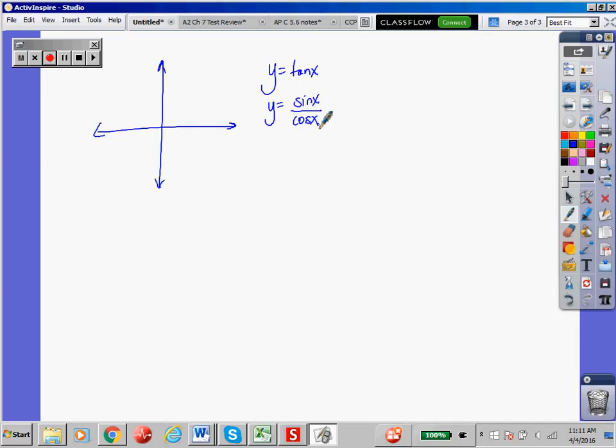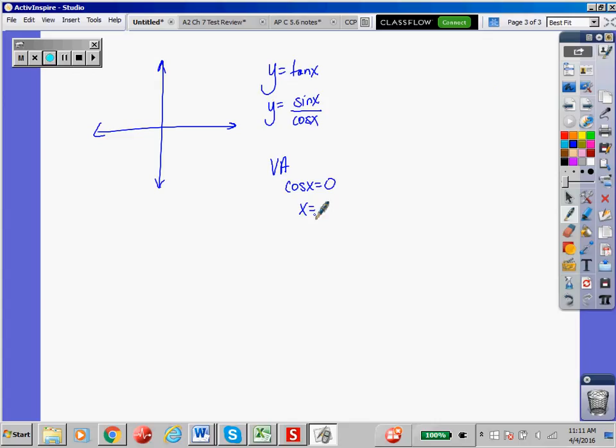And that floats my boat. So I think, all right, tangent. What do I know about tangent? Tangent is sine over cosine. So I'm like, all right, I can work with that. That's a fraction. What do I know about fractions? Well, you can't divide by 0. And if you divide by 0, there's a vertical asymptote there. So I know there's going to be a vertical asymptote where cosine x is 0.